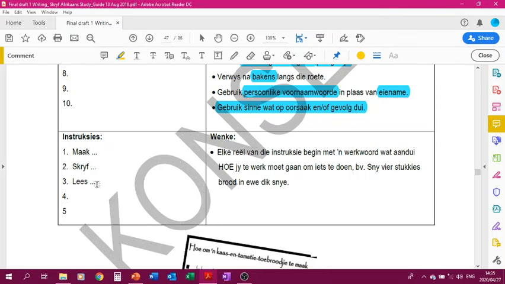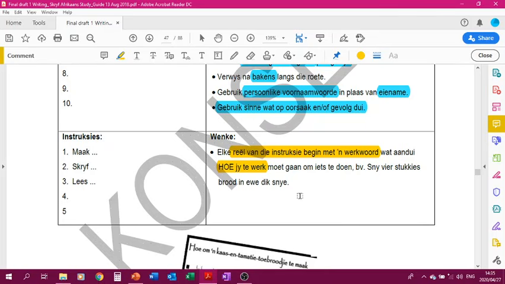So maak die pakkie oop, skryf neer hoeveel goedjies is daarin, lees wat jy moet doen met elkeen, those kinds of things. So elke reël van die instruksie moet begin met 'n werkwoord. Here they say again, begin met 'n werkwoord, so it's not a must again, but it is easier to do that. Okay? En dit moet aandui hoe jy te werk gaan om iets te doen. For example, sny 4 stukkies brood in ewe dik snye.